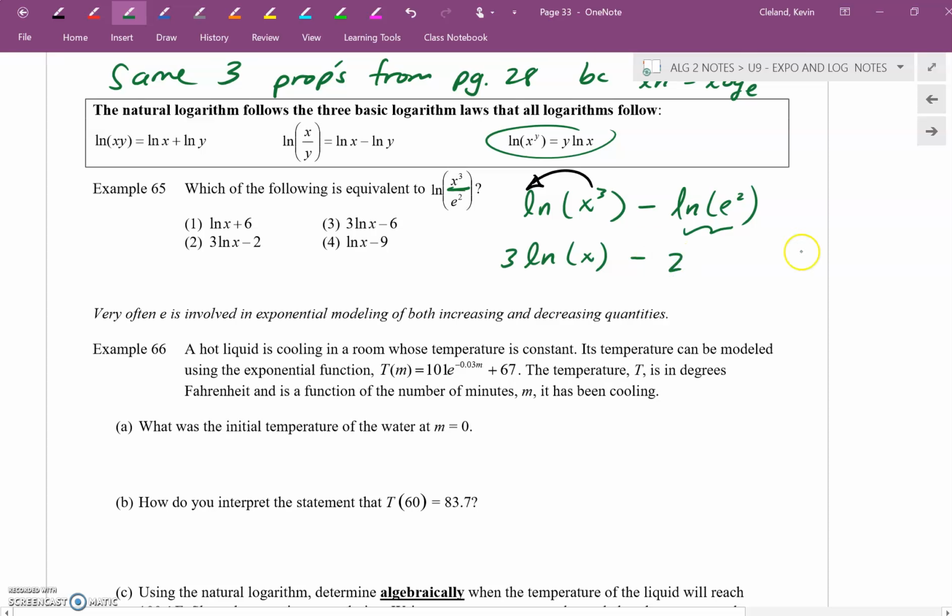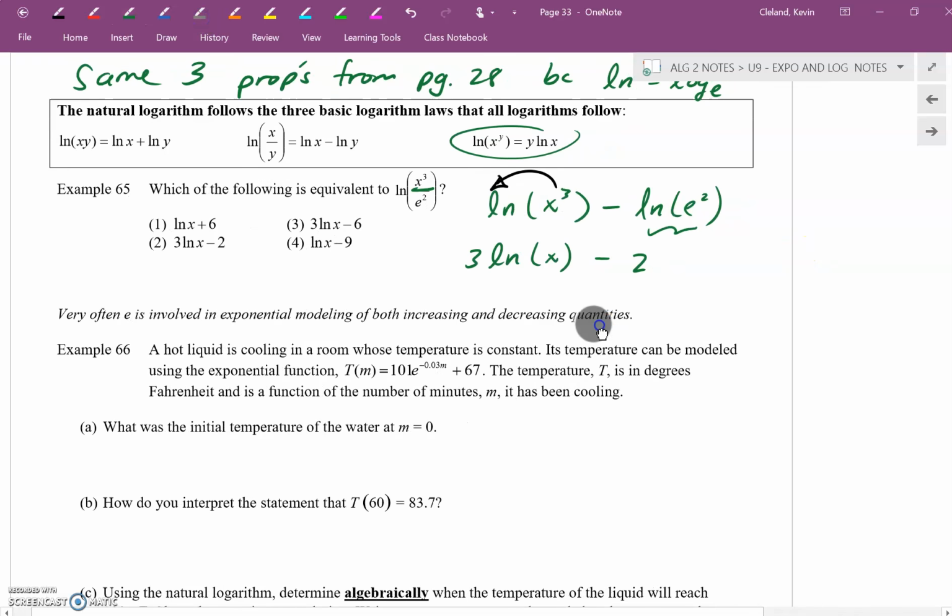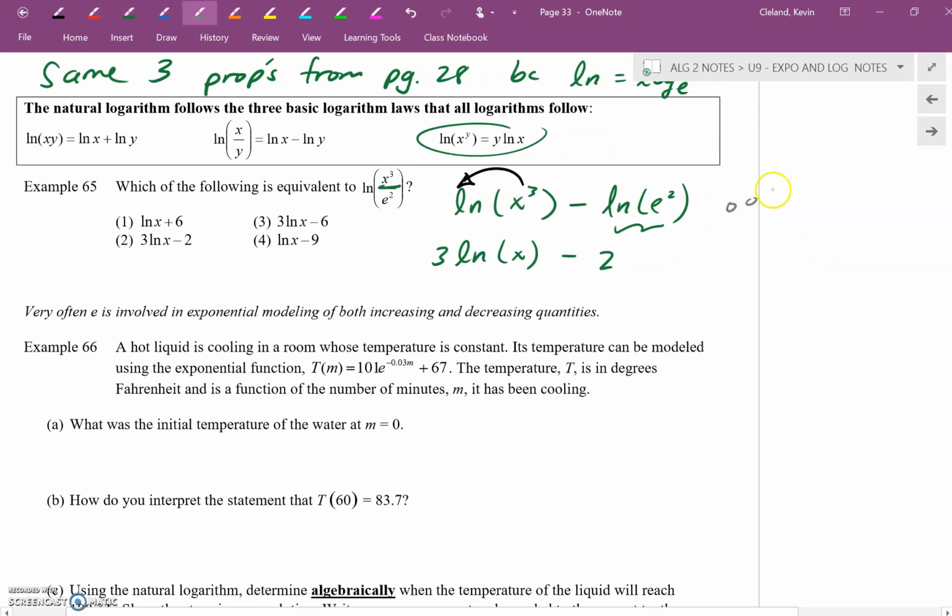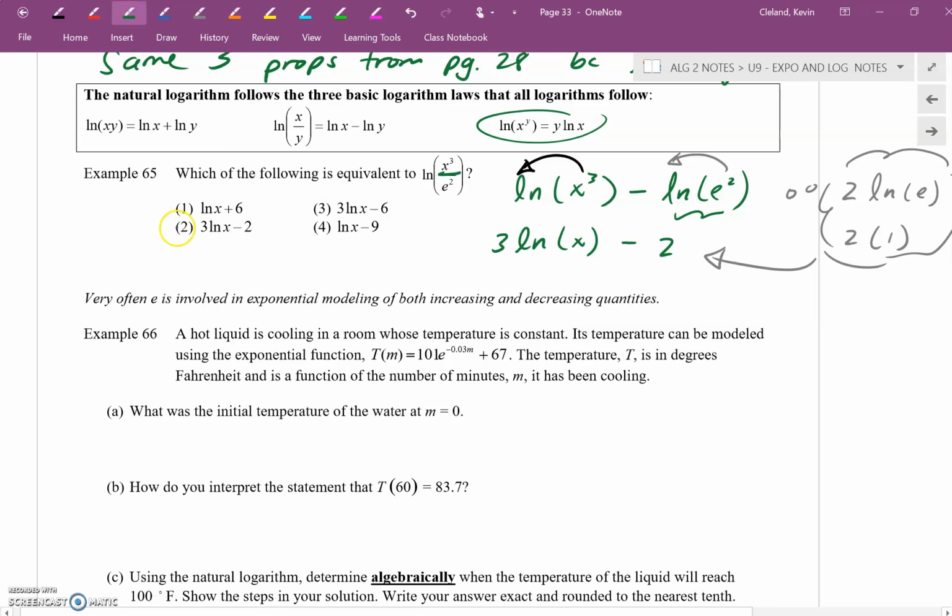Now, another way to look at it, and this is off to the side, you could just go, okay, I could bring that 2 out front just like I did with the 3 and say, okay, I also learned that the natural log of e is 1, so it's 2 times 1. Either way, it's 2. Which brings us to choice 2.